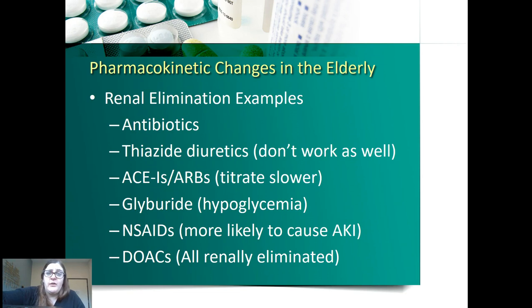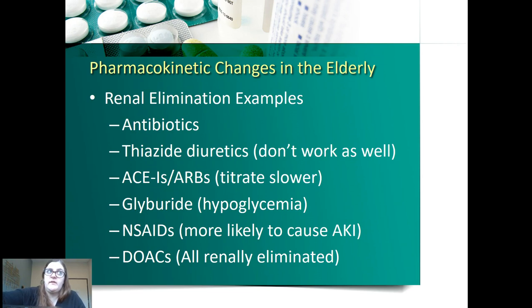For glyburide and also now glimepiride, those are actually on the Beers criteria, which we'll talk about later, because they have a longer elimination time than glipizide does. And so in an older adult, we want to make sure that they're on the safest sulfonylurea, which in this case is glipizide. NSAIDs overall are more likely to cause AKI in older adults.